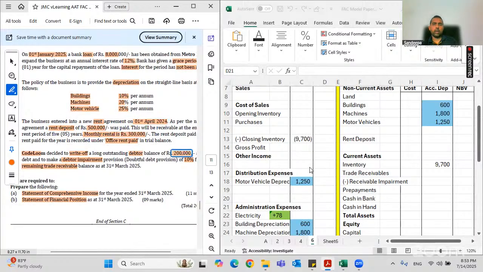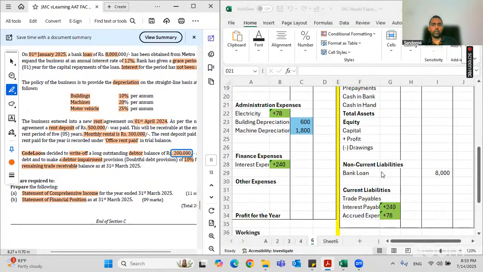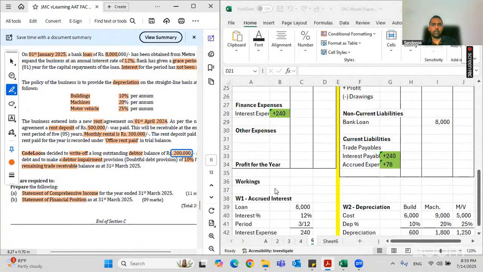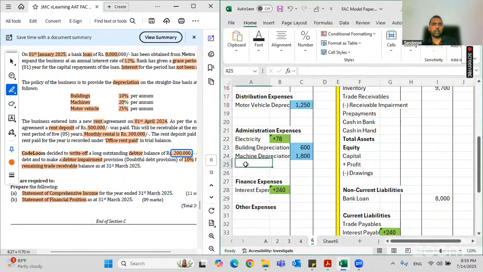Right. Now, rent deposit you cannot put it under office rent. Neither. So, the rent deposit is inside the office rent.